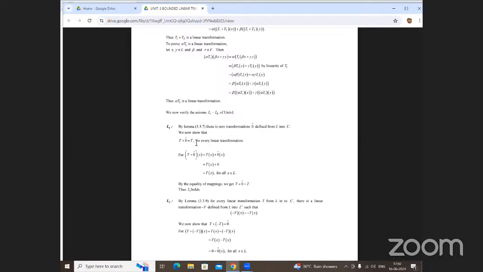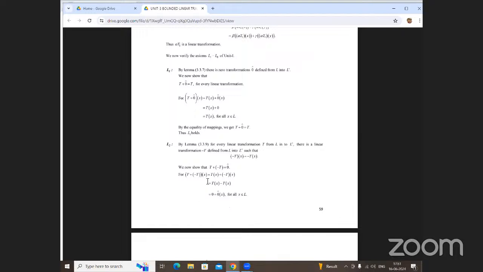That is T plus 0 cap equals T, where 0 cap is the image of the 0 element. T plus 0 cap equals T for every linear transformation. So T plus 0 cap of x equals T of x plus 0 cap of x. 0 cap of x is 0 because that is the 0 transformation, so this value is equivalent to T of x. That is the L1 property.